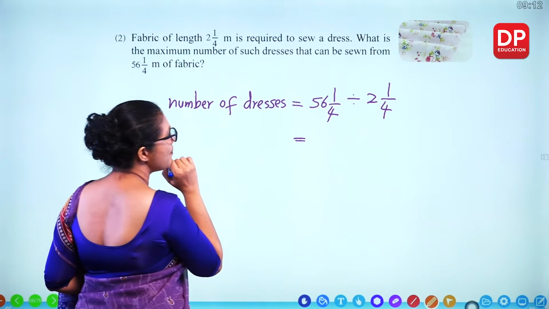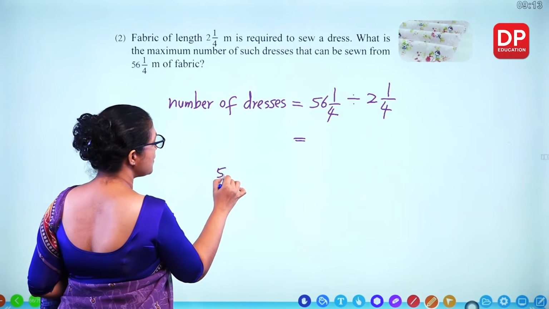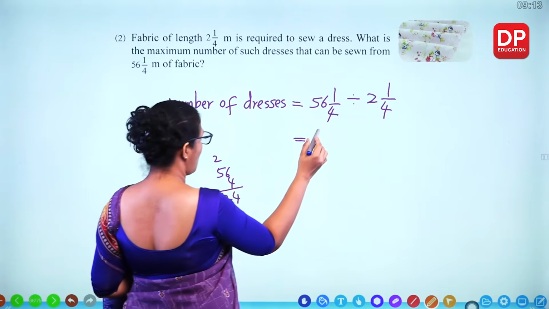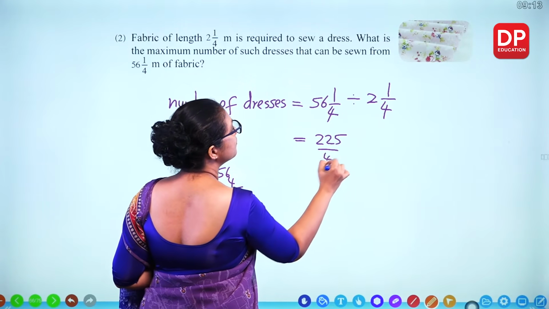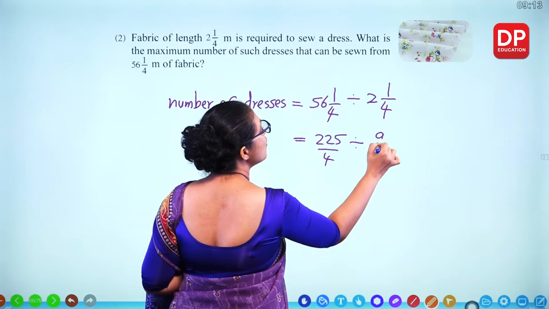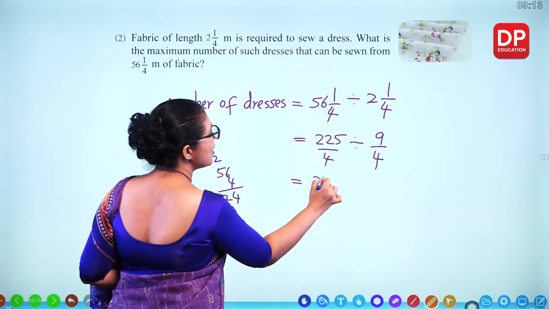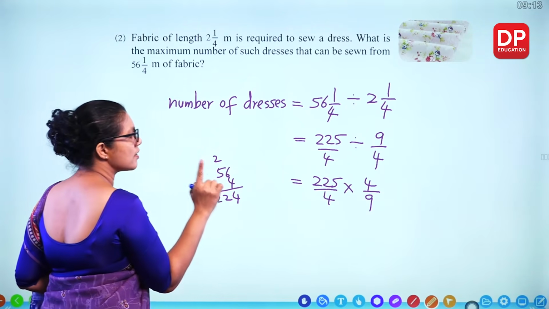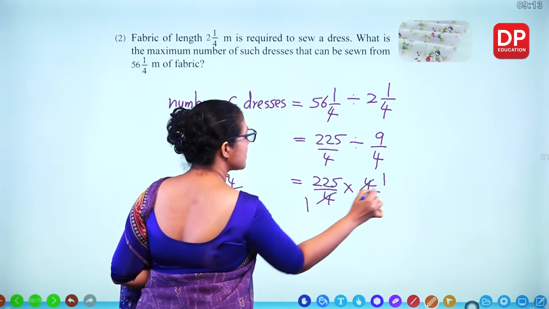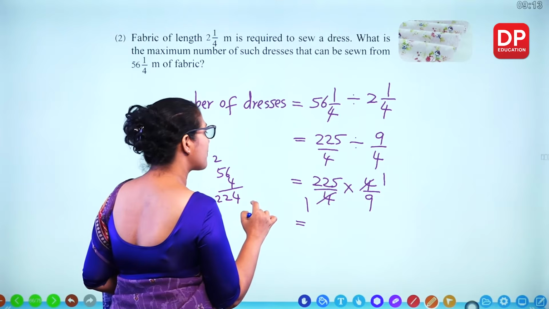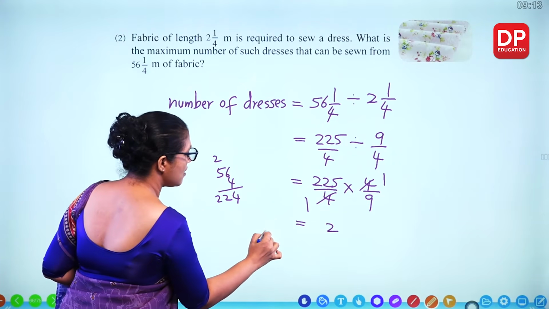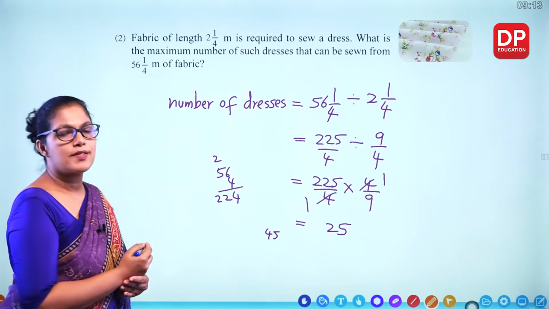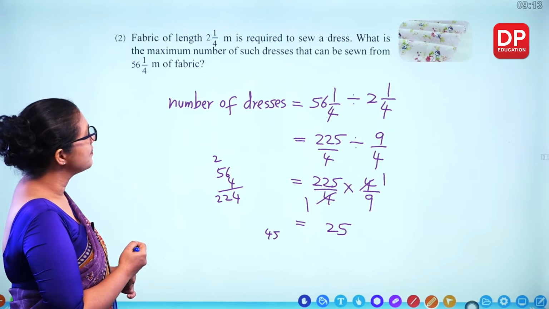Convert to improper fractions. 56 times 4, 224, and 1, 225. This one, 9 over 4. Now convert to multiplication by taking the reciprocal, only of the second fraction. Now 4 and 4 get cancelled out. Divide by 9. 9 times 2, 18. For 45, 9 times 5. So 25 dresses you can cut from this length.